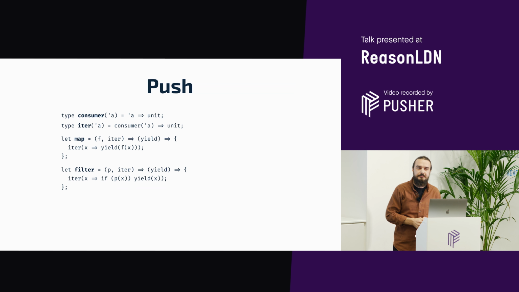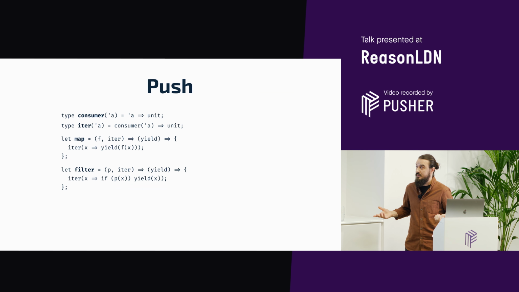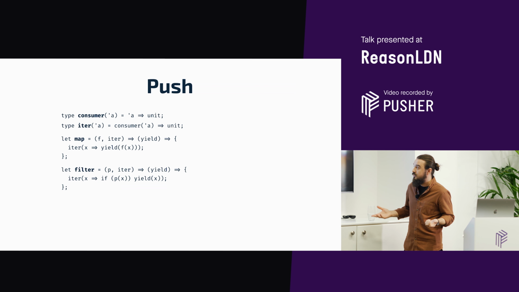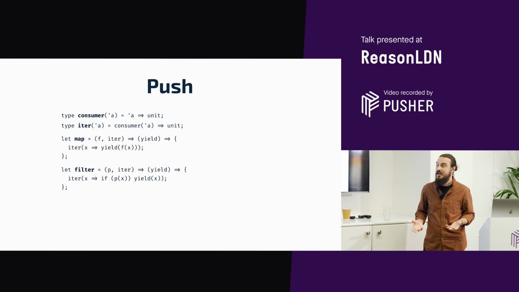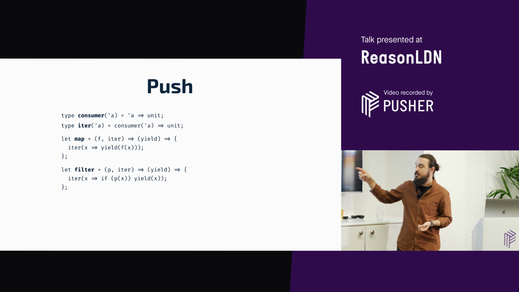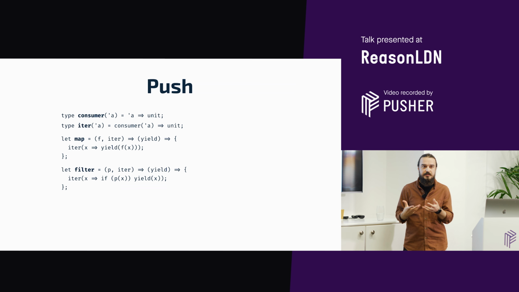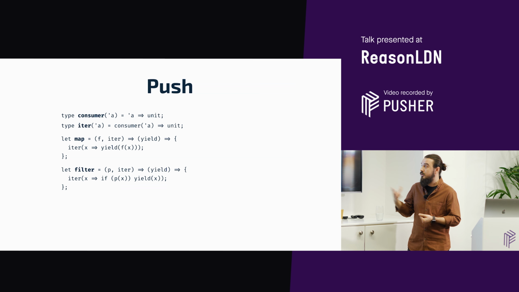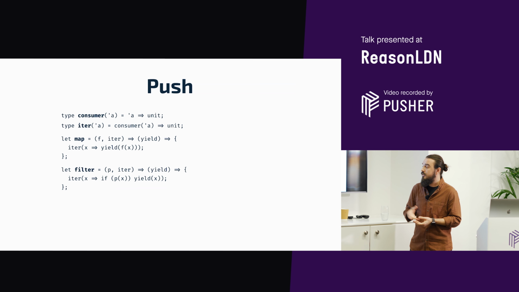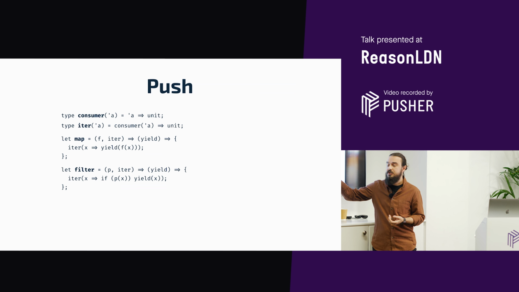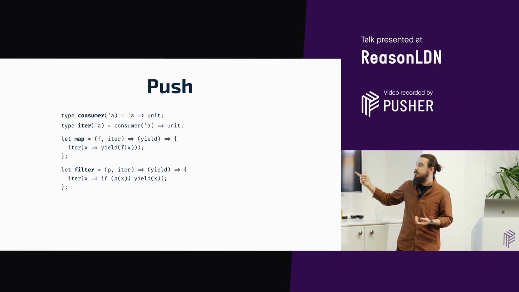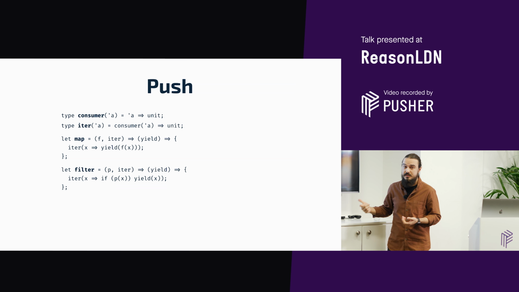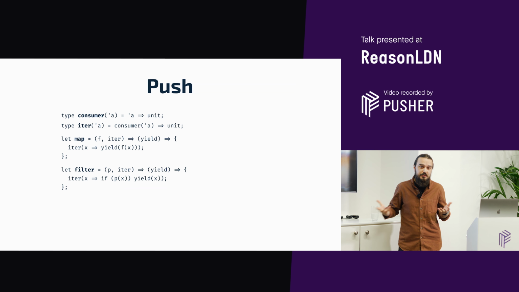Let's look at filter. Filter is very easy. Filter is essentially, do you want to consume? If we have p, which is a predicate, to test our value for inclusion in the iterator, in this new consumer function, we check is p x true, and if it is, yield. If not, just don't do anything at all.